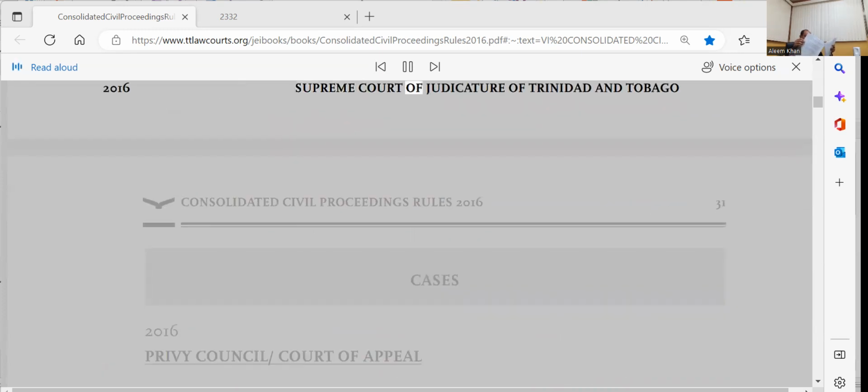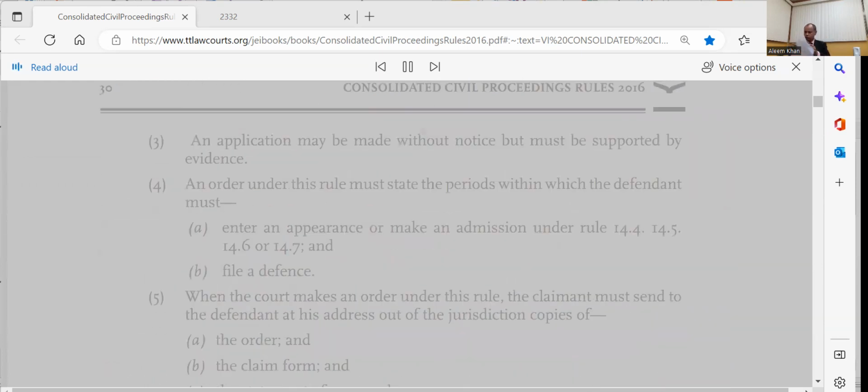2016 Supreme Court of Judicature of Trinidad and Tobago. 30 Consolidated Civil Proceedings Rules 2016.